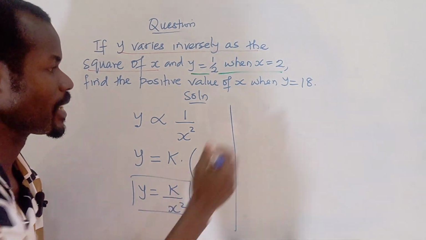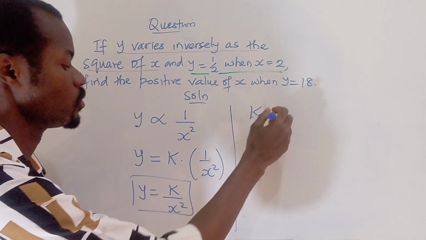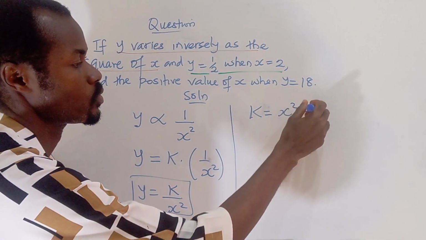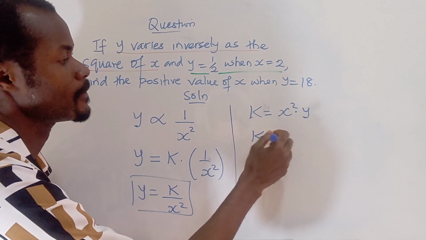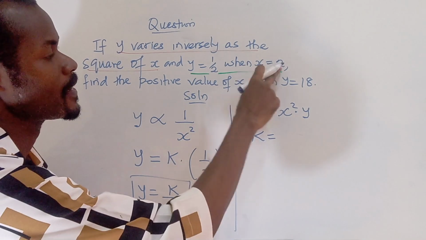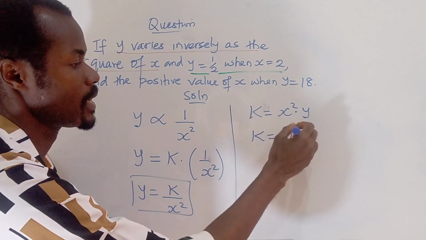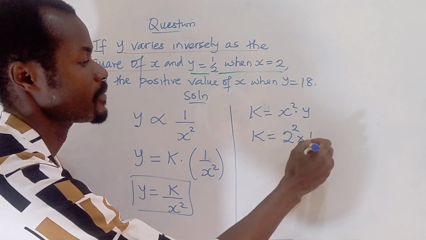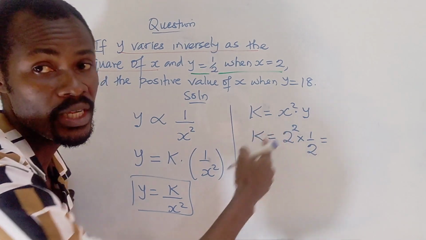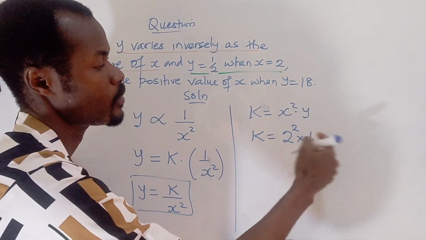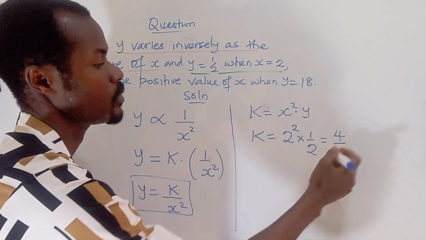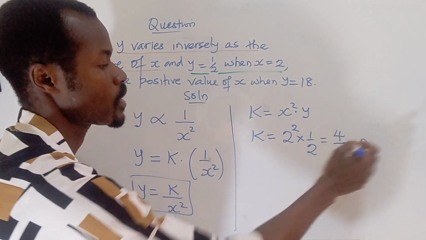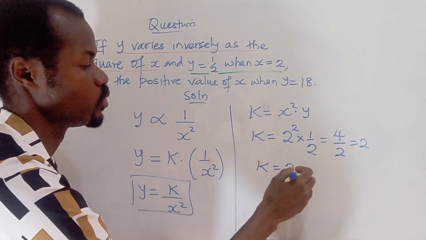So I'm going to cross multiply it. So our k is going to be x squared times y. So what's our x? Our x is 2, so I'm going to substitute it as 2 squared multiplied by y, which is half. This will give us 2 squared is 4. So we have 4 times 1, which is 4, divided by 2. So 4 divided by 2 is going to give us 2. So our value for k is equals to 2.